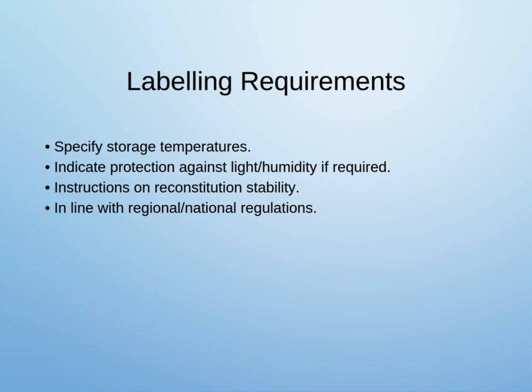Labeling plays a direct role in patient safety. ICH requires that labels clearly specify storage temperature ranges, whether the product must be protected from light or humidity, instructions for reconstitution and use after reconstitution. This ensures that not only the manufacturer, but also healthcare professionals and patients handle the product properly. Inaccurate or vague labeling can lead to real-world product failures, even if the drug was perfectly stable in the lab.